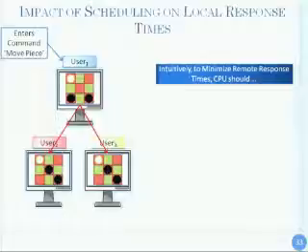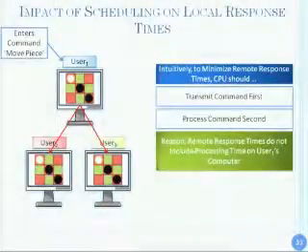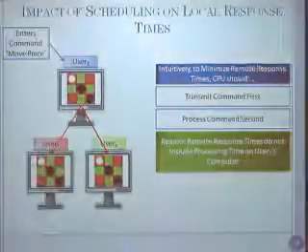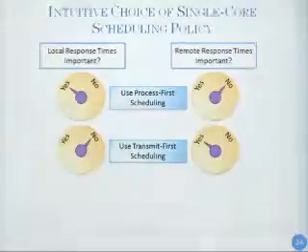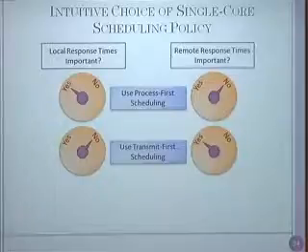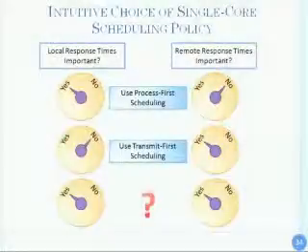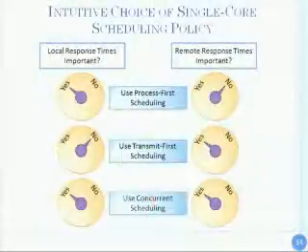Alternatively, to minimize the remote response times, the CPU should transmit the command first and process it second, because in this case, the remote response times don't include the CPU transmission time. Okay? So we know an intuitive way of scheduling these tasks when either local or remote response times are more important. We're either going to process first or transmit first, respectively. What about the case when they are equally important? Well, in this case, it may make sense to use some sort of concurrent scheduling policy.